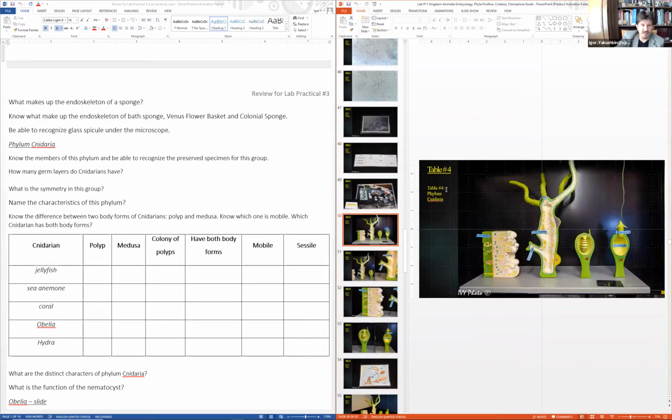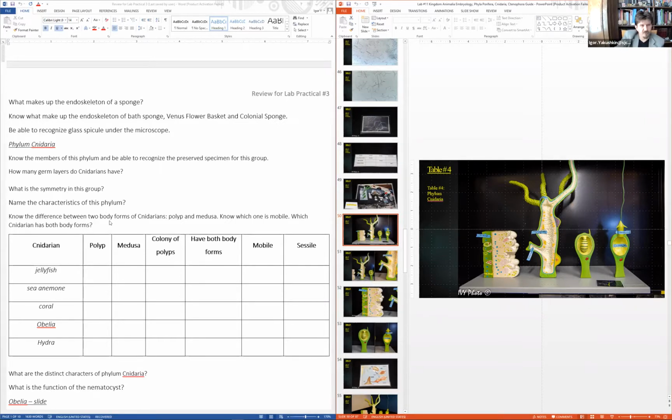Now we're looking at the next group known as the Cnidarians. And Cnidarians, how many germ layers do the Cnidarians have? Two. They have ectoderm and endoderm, no mesoderm. Jellyfish, no muscles, or almost no muscles. Why not? No mesoderm. Most of the muscles are made out of mesoderm. What is the symmetry of this group? Now they do have a symmetry, but it's a radial symmetry. Name the characteristics of this phylum. Gastrovascular cavity, radial symmetry, diploblast. Okay.